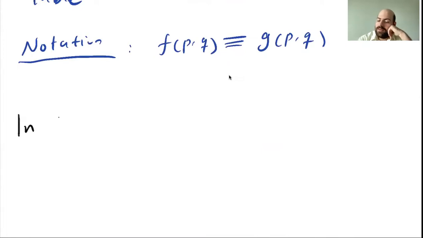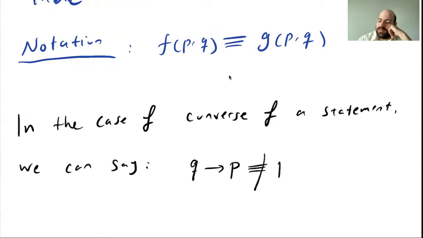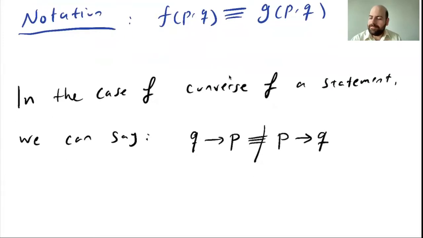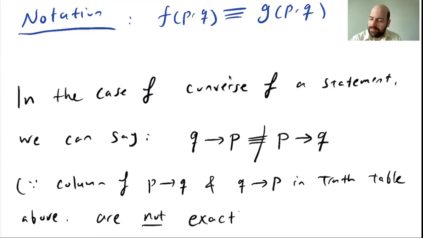So in the case of converse of a statement, we can say that Q implies P is not equivalent with P implies Q. Okay, so since the columns of P implies Q and Q implies P in the truth table above are not exactly the same.